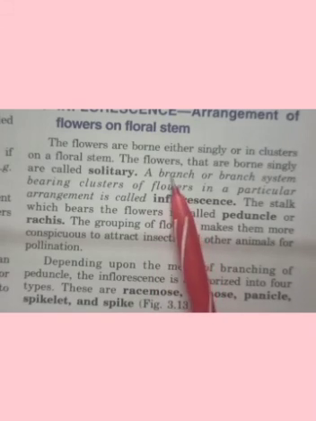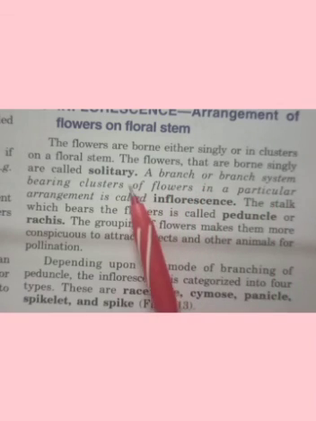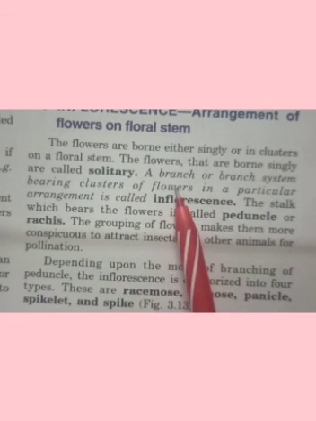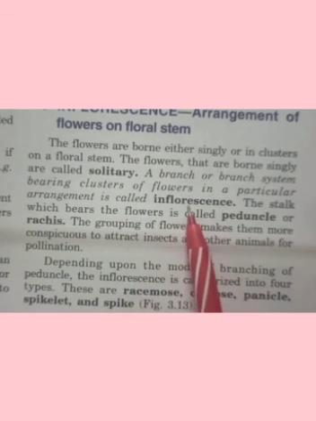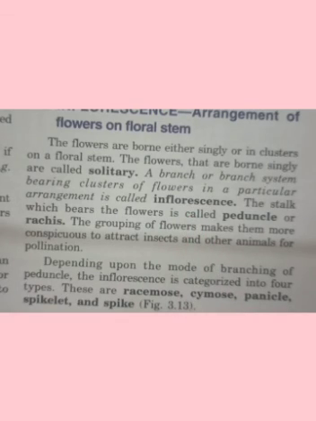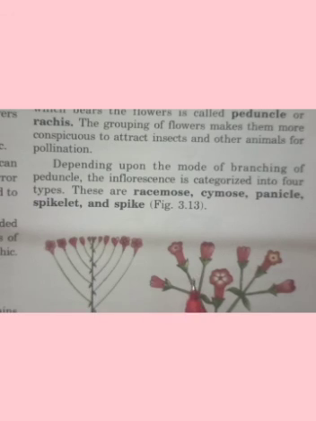Next, what is inflorescence? A branch or branch system bearing clusters of flowers in a particular arrangement or fashion is called inflorescence. In different plants the flowers are borne in different fashions and patterns, right? Just look here. This pattern of flowers is called inflorescence.